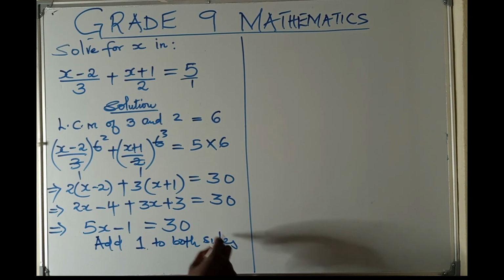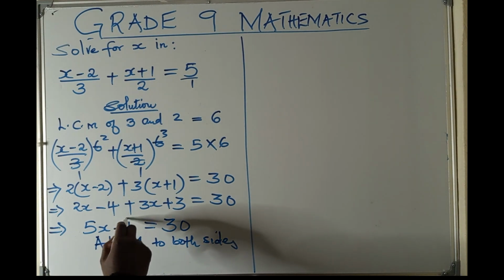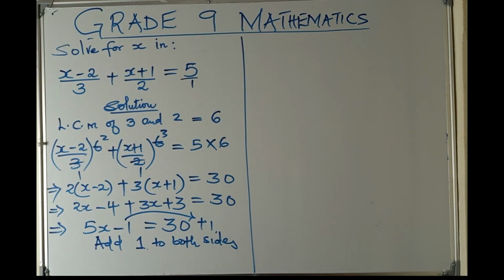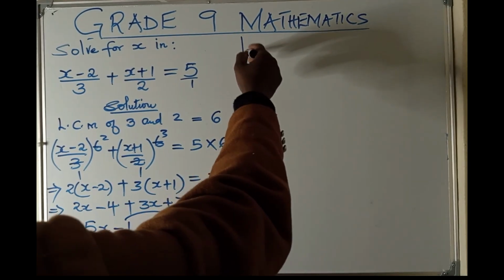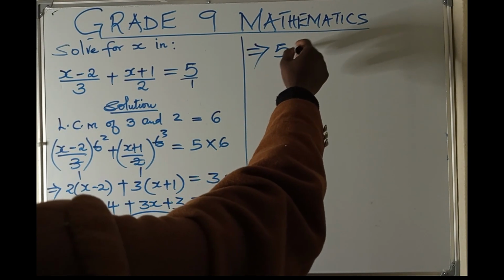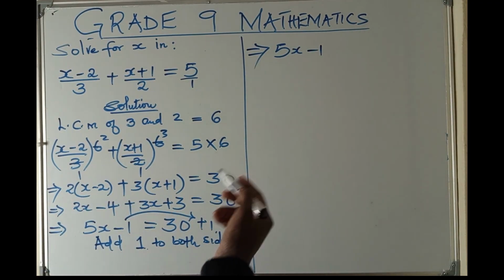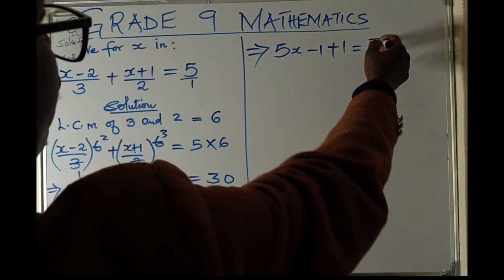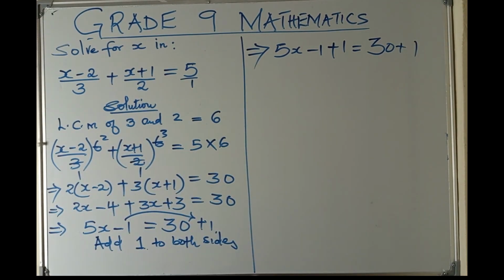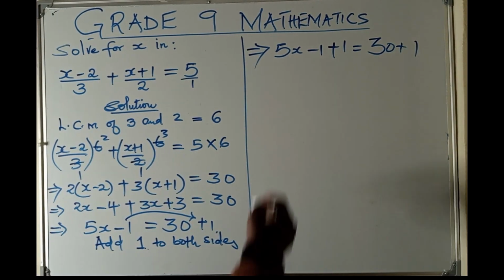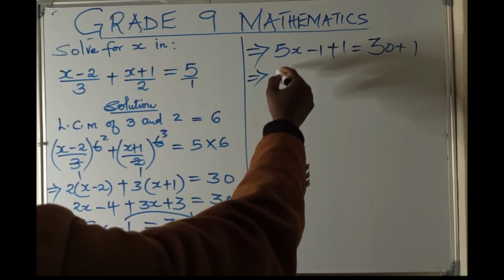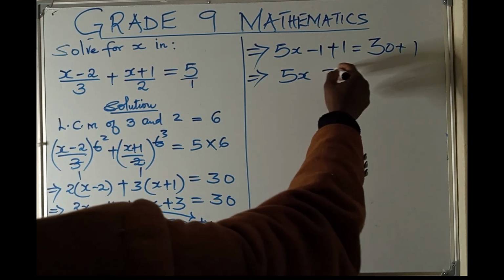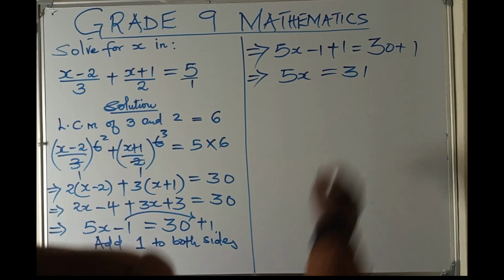Or simply you take these to the right hand side and you get positive 1. That is what you do. So when you add 1 to both sides, you shall have 5x negative 1 on the left hand side. Then on the right hand side, you have 30, and you make sure you add 1 as well. So now you shall have 5x on the left hand side, negative 1 plus 1 will give 0. And this will give 30 plus 1, you get 31.